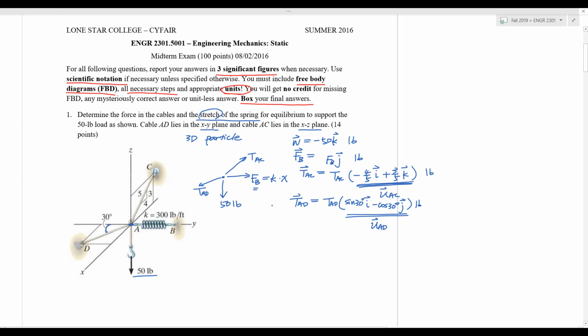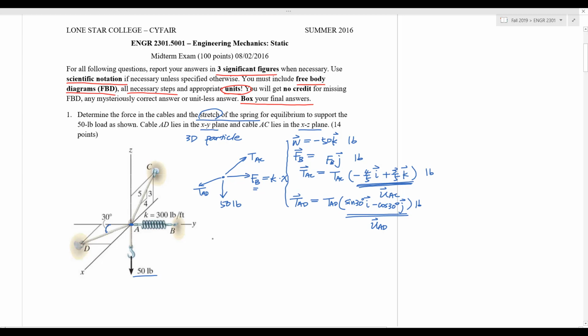If the problem is more complicated, like some of your homework problems as well as your quiz problems, where you are given the coordinates of points, you will need to use position vectors and then find the unit vector from the position vector and then attach the unit vector to the magnitude to get your force vector. All right, so now the equation is to sum all these four vectors and then set that sum to 0.